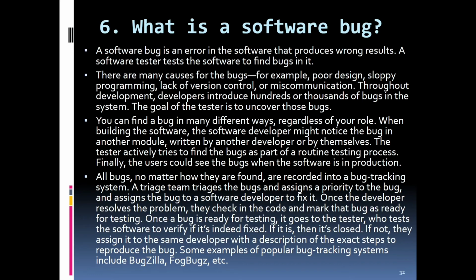A triage team triages the bugs, assigns a priority to the bug, and assigns it to a software developer to fix. Once the developer resolves the problem, they check in the code and mark the bug as ready for testing. Then it goes to the tester, who tests the software to verify whether it is fixed. If it is still occurring, the tester can mark it as reopened, and if it's fixed, they mark it as closed. Popular bug tracking systems are Bugzilla and FogBugz.